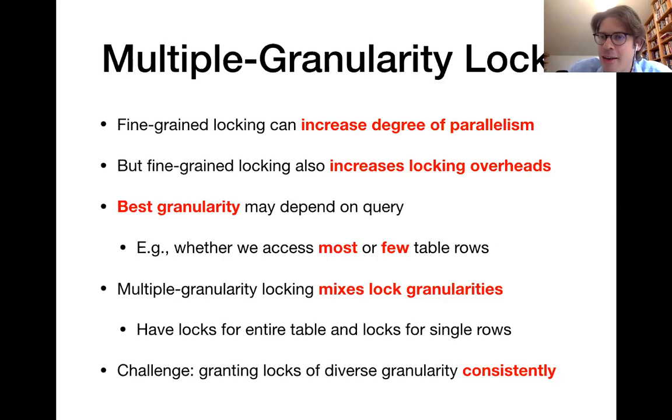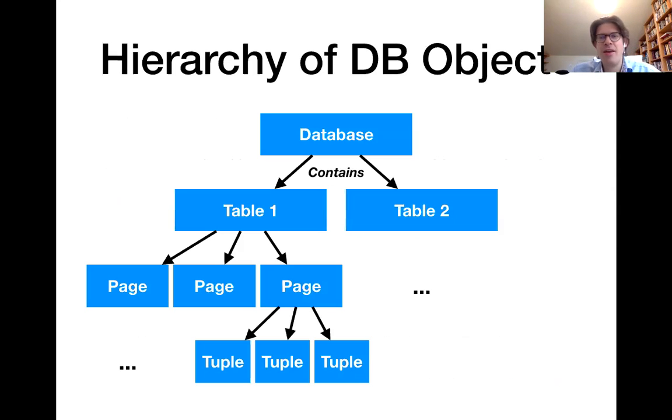Making sure that we grant those lock requests in a consistent manner is the focus of what we discuss in the following. In general, we assume that we have a hierarchy of database objects. At the root of that hierarchy is the entire database, and then it splits up into single tables, each table splits up into pages, and each page splits up into different tuples. That is the hierarchy of database objects, and with multi-granularity locking, we can obtain locks at different layers of this hierarchy.